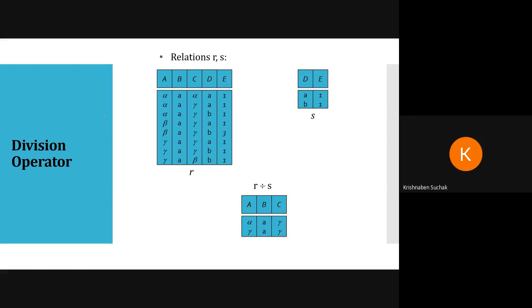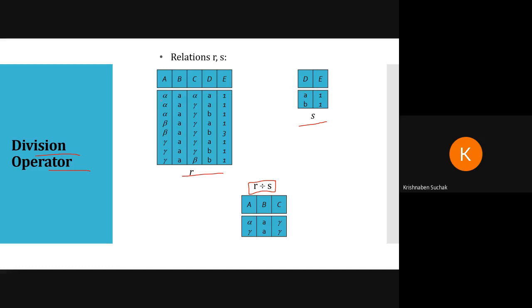So now here is one another example for the division operator. We are having two relations, relation R and relation S. This is relation R, table R, and this is relation S, table S. Okay. Now see, what we have to do here is R divided by S. So what we should get are the values in R whose D and E are A and 1, and D and E are B and 1.